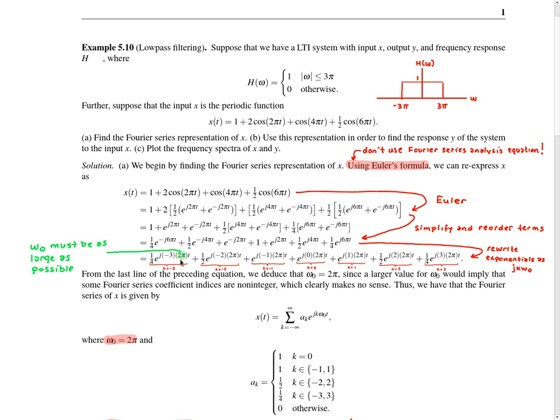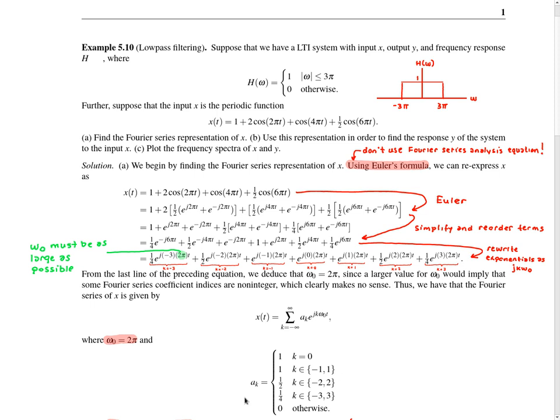So from this we can infer that the fundamental frequency omega naught is equal to 2 pi, and then the Fourier series coefficient indexes for these terms correspond to -3 for the first term, -2 for the second term, -1 for the third term, and so on. So we can take these terms here and write a Fourier series in exponential form, in other words a Fourier series that looks like this, where the Fourier series coefficients are given by this particular formula here, and again omega naught is equal to 2 pi. So this completes the first part of the problem, part A. We've now found the Fourier series representation of x expressed in exponential form.